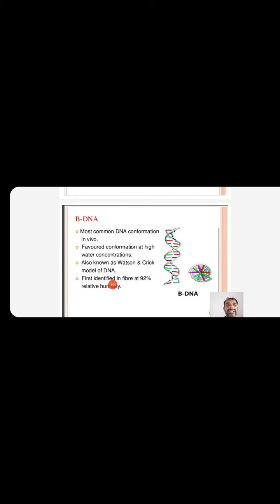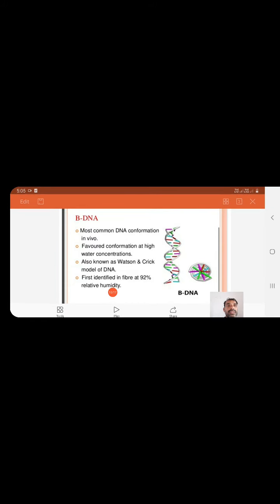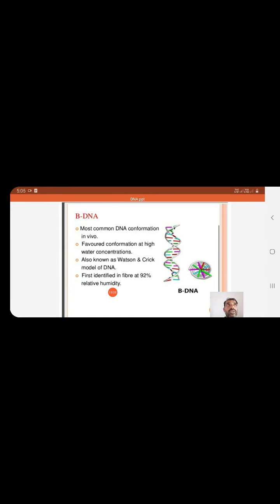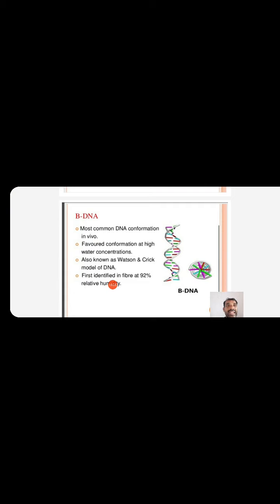See, this is a common DNA with favorable conformation rate and high water concentration. This is also known as the Watson and Crick model of DNA. Why? Because it has two helices arranged in opposite manner, and the two helices have two polarities, 3 prime to 5 prime and 5 prime to 3 prime.